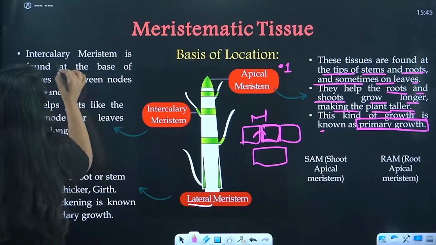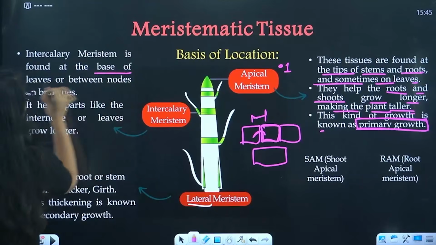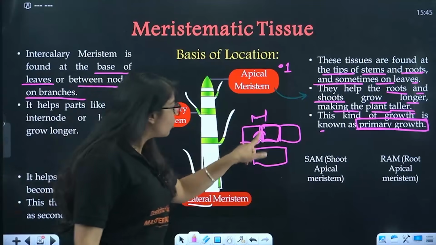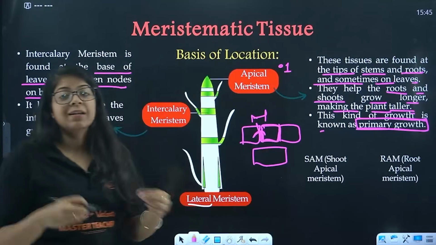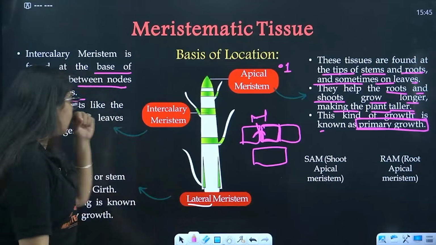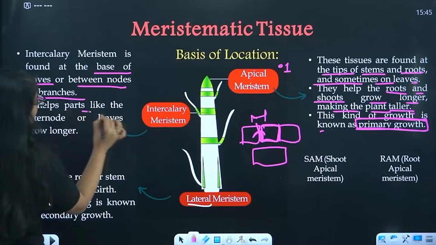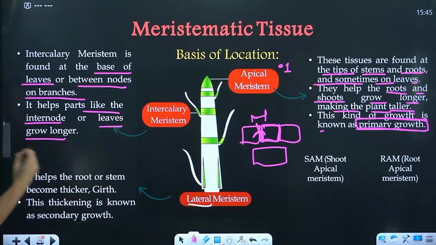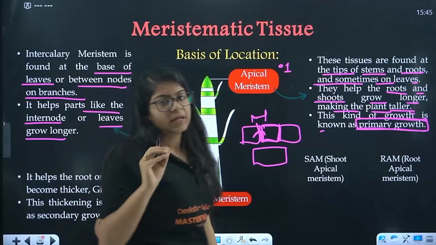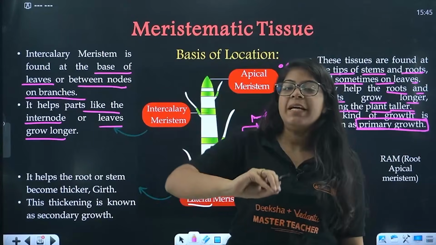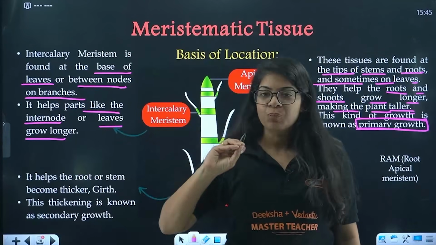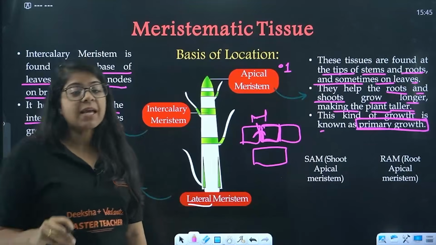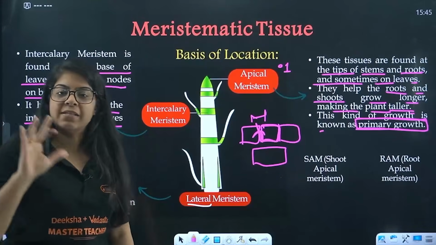Okay, intercalary meristem is found at the base of leaves or between nodes on branches. These are called nodes. So between nodes or leaves or branches. It helps parts like the internode or leaves grow longer. Understood? From intermediate you will remember intercalary tissue. And the first one was what? Apical meristem. Okay, second one was intercalary meristem.